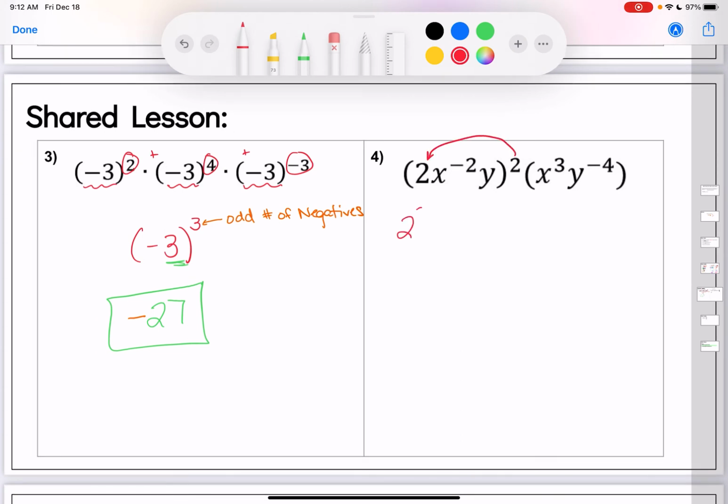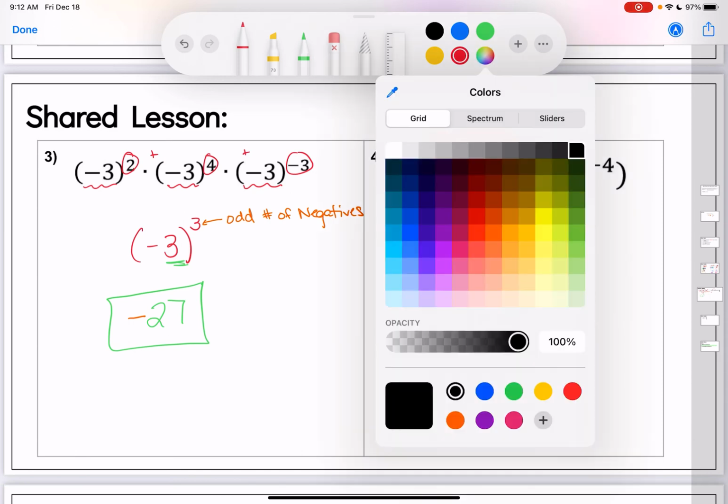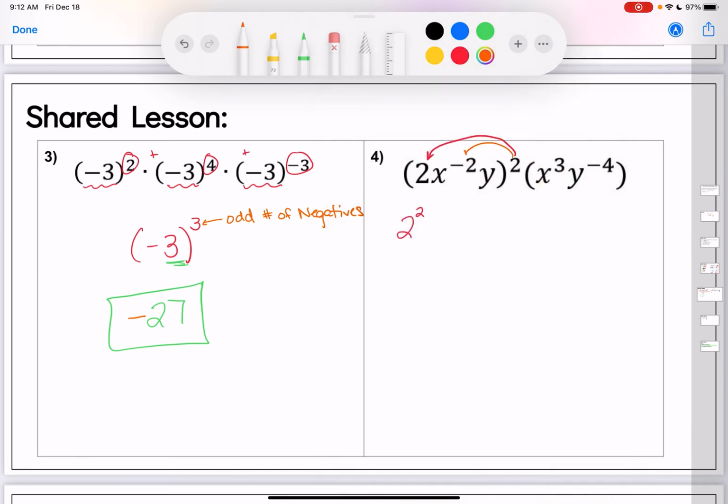So I'll have 2 to the second power. I will have x to the negative fourth power. Watch those negatives, right? Negative 2 times 2, negative fourth. And then I will have y to the second here. Now I notice there's no exponent outside my parentheses on the second one, so I'm just going to rewrite these without a parentheses so that I don't get myself confused and try to distribute something there. But those second ones aren't actually changing. I'm just writing it without the parentheses.